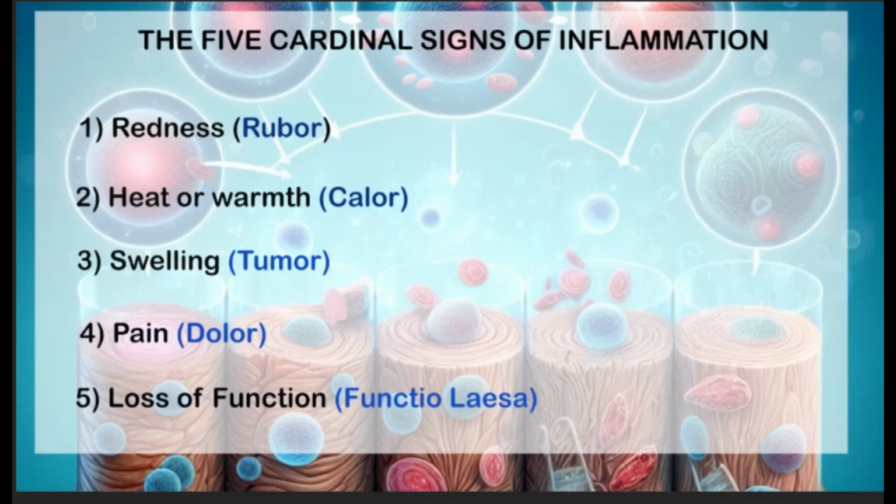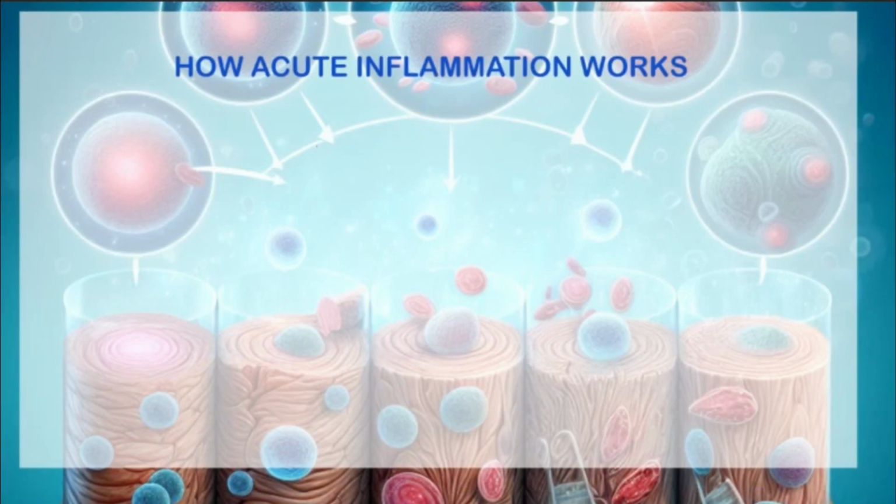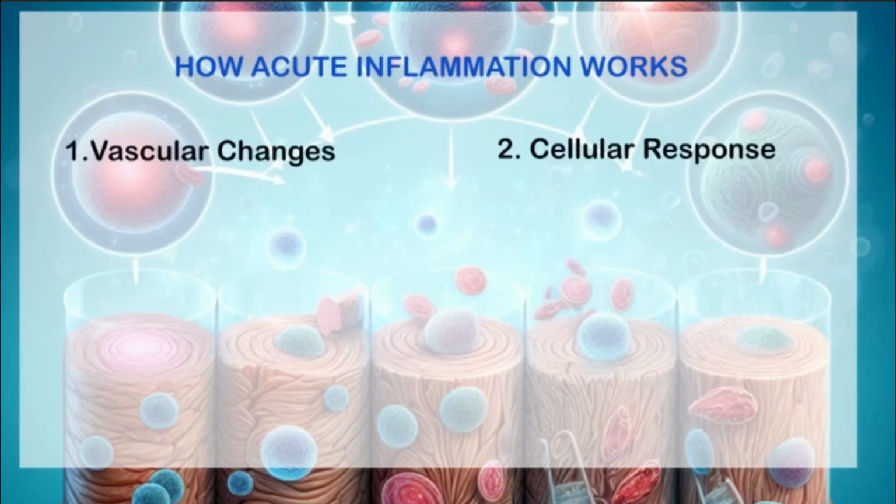Wait a minute. If you've ever had a swollen ankle or a sore throat, then you've experienced these cardinal signs firsthand. How does acute inflammation work? The process of acute inflammation is divided into two stages. The first is vascular changes, and the second is cellular response.